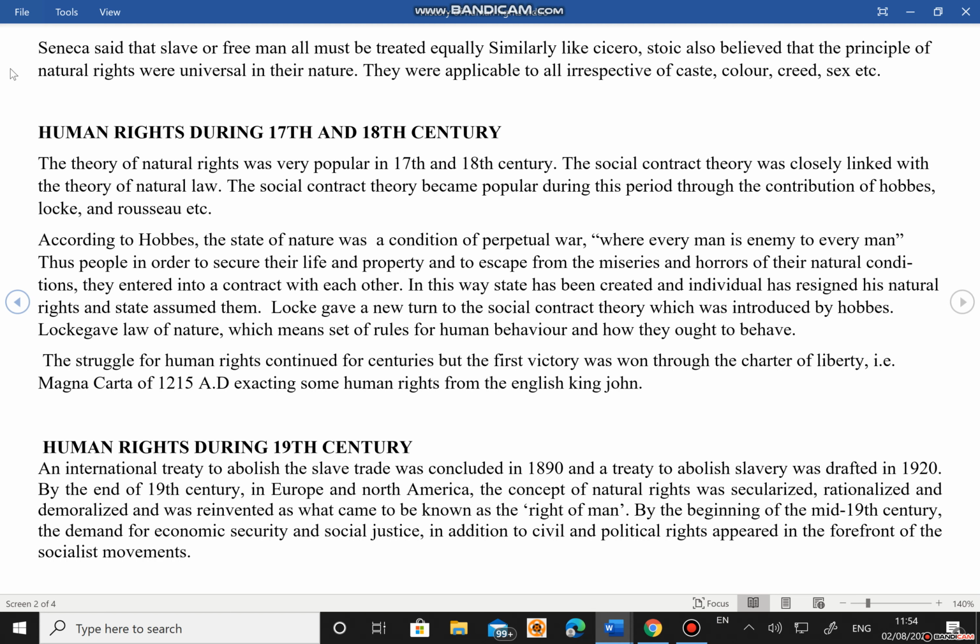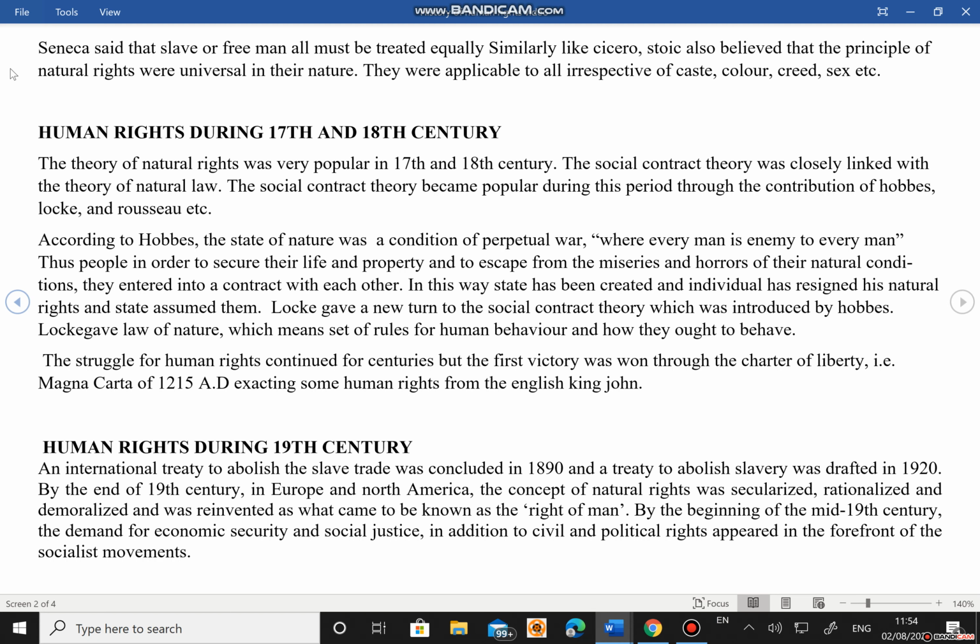Locke, the other philosopher, gave a new turn to the social contract theory which was introduced by Hobbes. He gave a set of rules for human behavior and how they ought to behave. Locke gave a set of rules in which a human has to behave and how to behave.